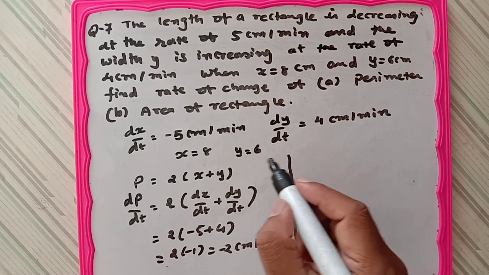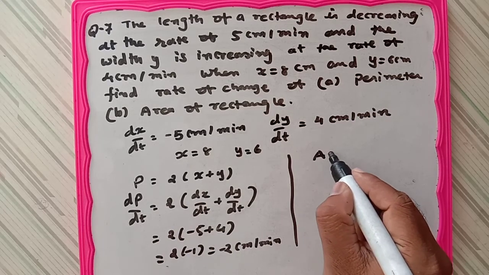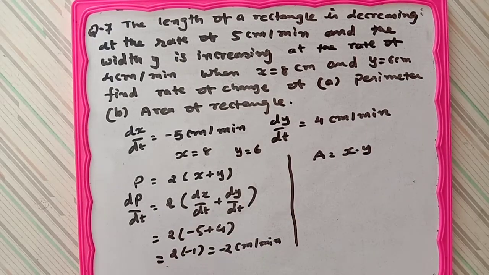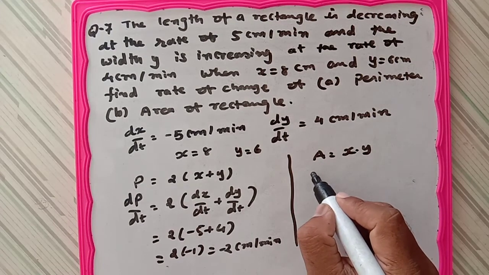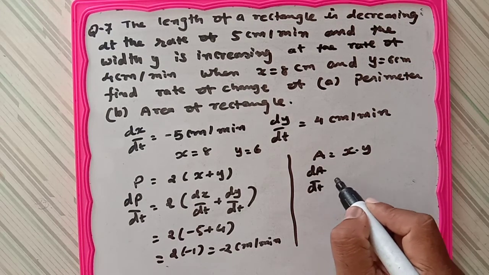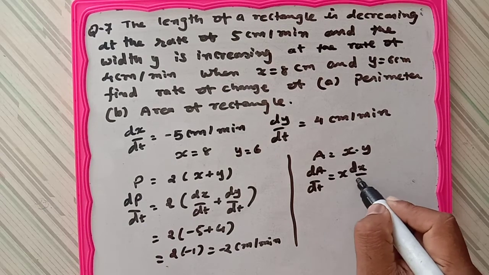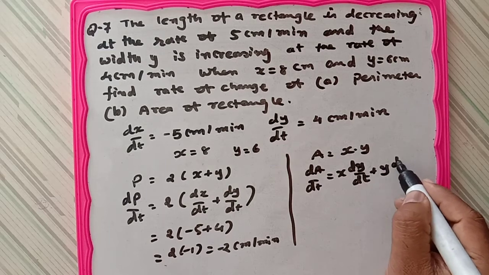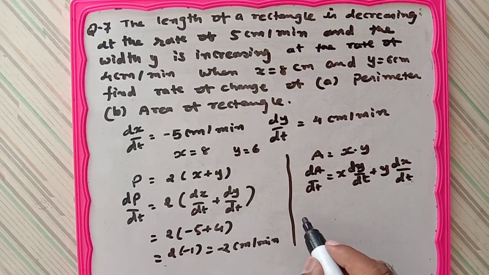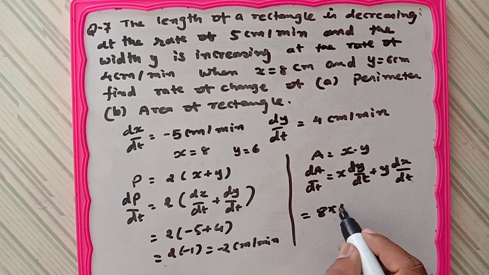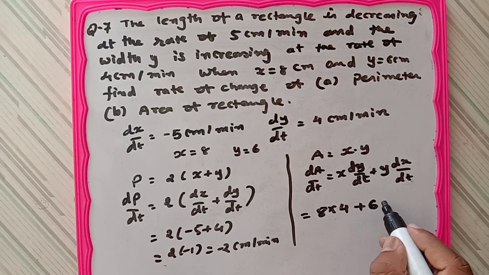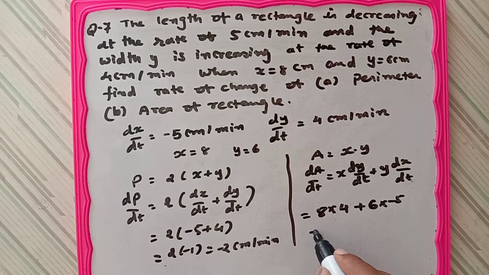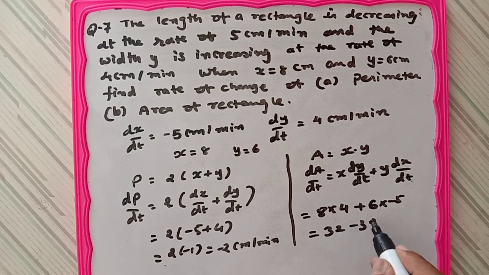Now here it is also asked for the change of area. So area equals length into breadth, that is x into y, and so dA/dt we take as x as it is times dy/dt plus y as it is times dx/dt. Now we substitute these values: 8 into 4 plus 6 into minus 5, and so it is 32 minus 30, which is 2 centimeter square per minute.